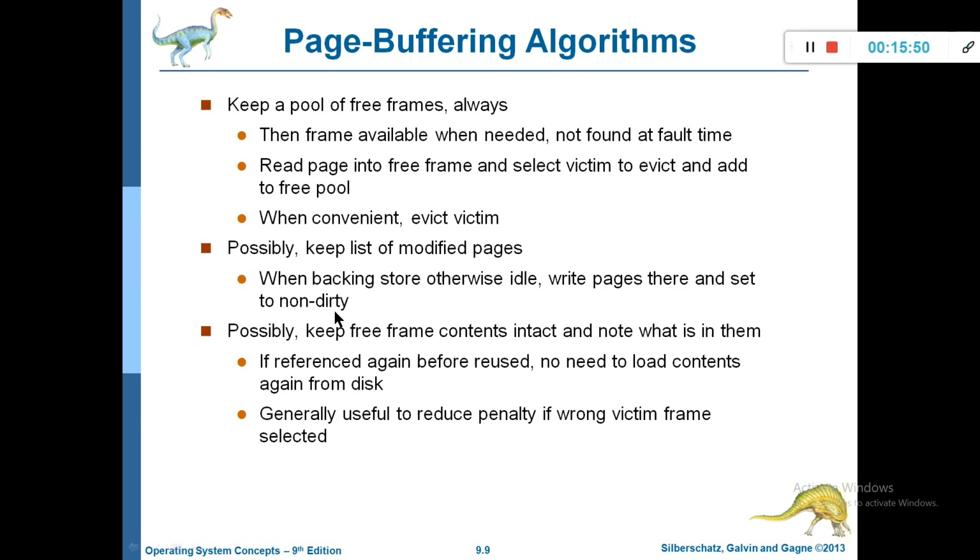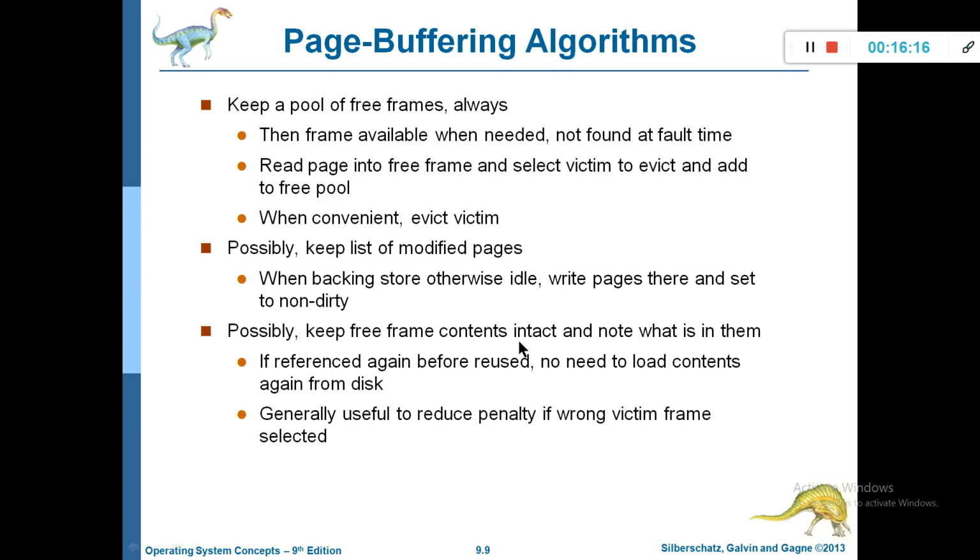This means we are going to maintain one pool of free frames. Whenever a page is identified as a victim, that page is written back to the disk or replaced from memory, and that free frame is added to the pool. So every time there will be a set of free frames available. Whenever there is a page fault, a free frame will be allocated to bring the new page into memory.